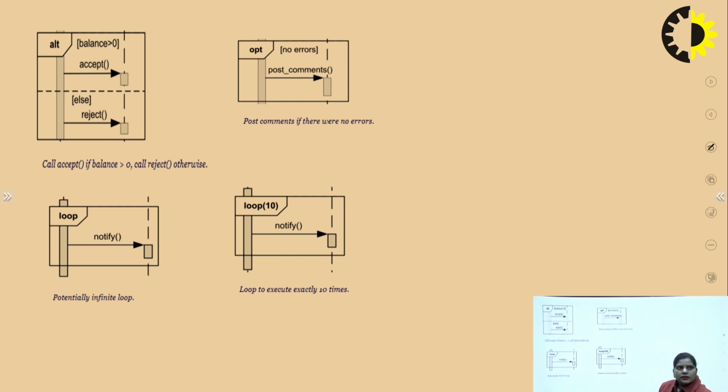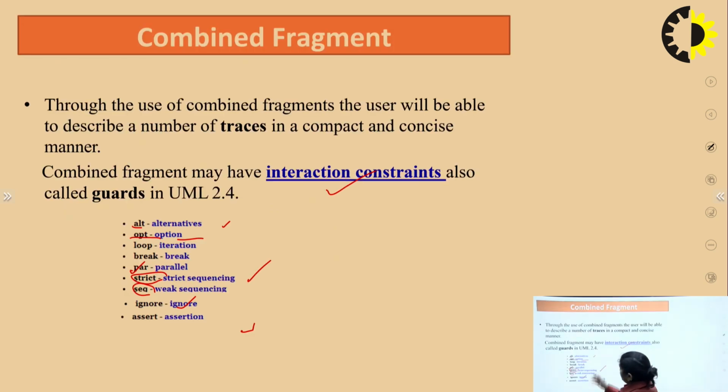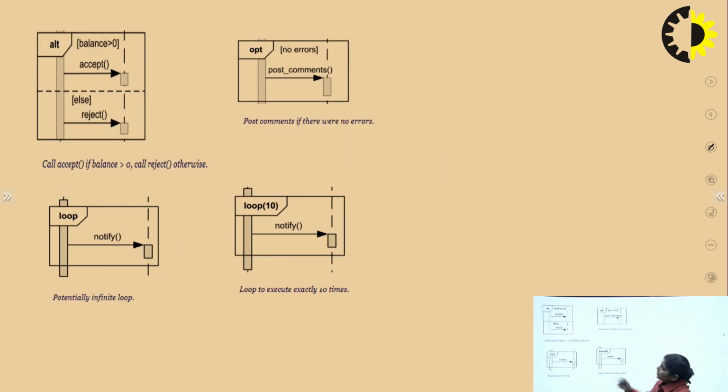Now these are again the diagrams which have their representations for all these guards. In the first diagram we can have an alt. In this particular diagram we have an opt parameter, and in this diagram we can see how the loop is going to be used in the sequence diagram. And then when we use the loop to execute exactly 10 times, the representation is somewhat like this.